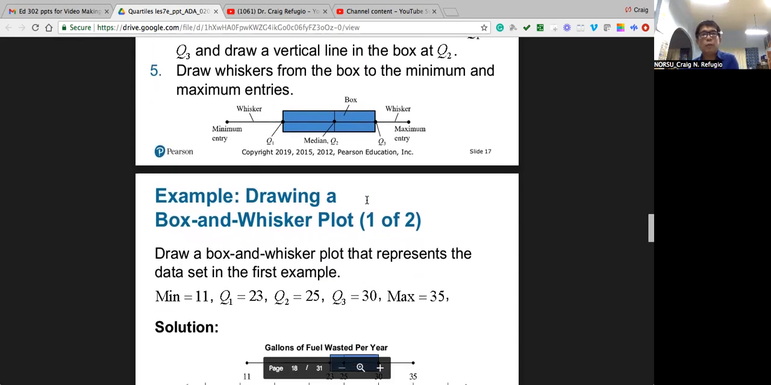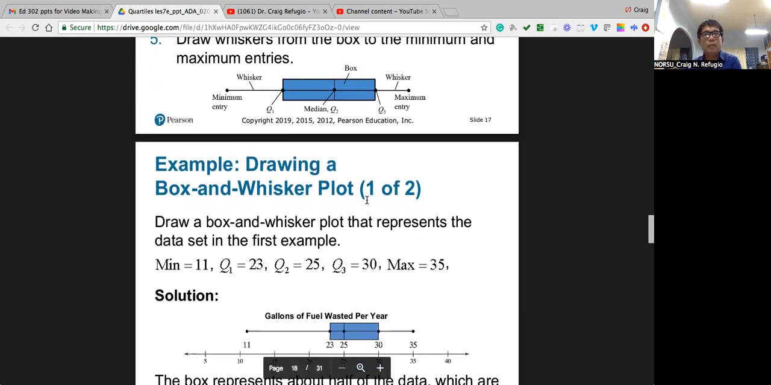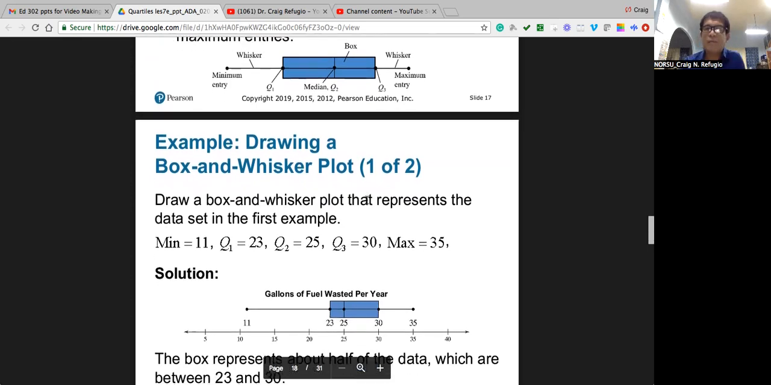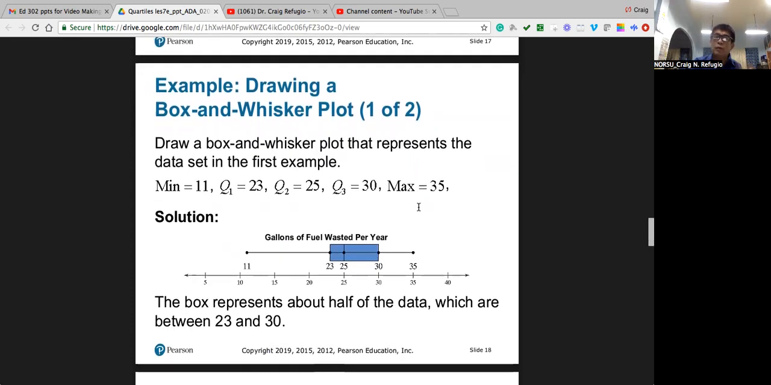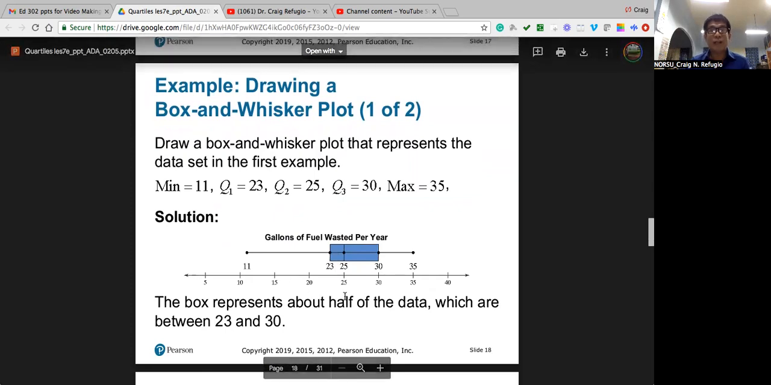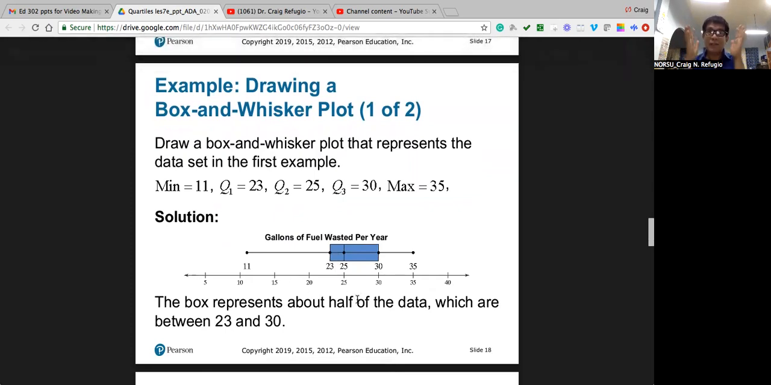Example, drawing a box and whisker plot. So we have minimum 11, Q1 is equal to 23, Q2 is 25, Q3 is 30, and maximum is 35. And of course, you are going to have proper scaling of your x-axis or the number line. The scaling must be equal. Like from 5 to 10, the distance must be the same as 10 to 15, and the distance from 15 to 20 must be the same as 25 to 30, 30 to 35, and 35 to 40.